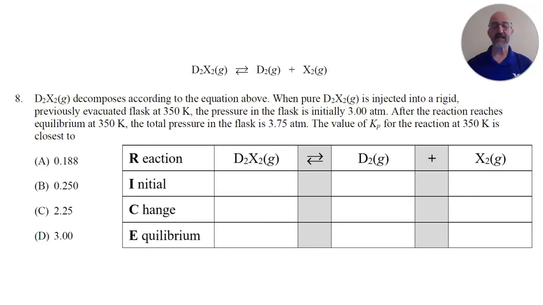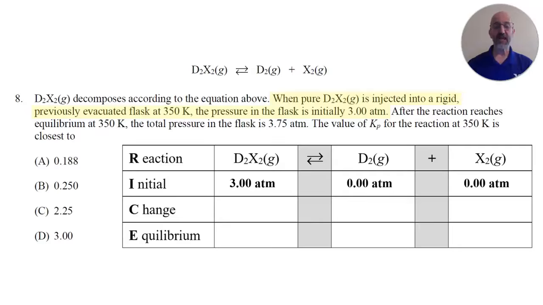So again, RICE stands for reaction, initial, change, and equilibrium. So there is our balanced chemical equation in the first row of the RICE table. And then initially, when pure D2X2 is injected into a rigid flask at 350 Kelvin, the pressure in the flask is 3.00 atmospheres. So that represents the initial value for the partial pressure of D2X2. And since D2, the product, and X2, the product, have not yet been formed before the reaction occurs, the initial partial pressures of those two products would be 0.